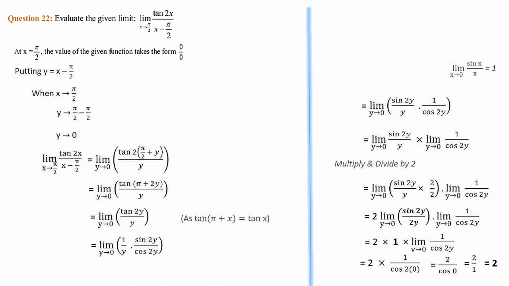Next, we shall discuss question number 23. Find limit x tends to 0 f of x and limit x tends to 1 f of x, where f of x is equal to 2x plus 3 if x is less than or equal to 0, and 3 into x plus 1 if x is greater than or equal to 0.